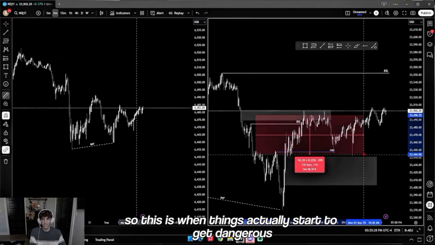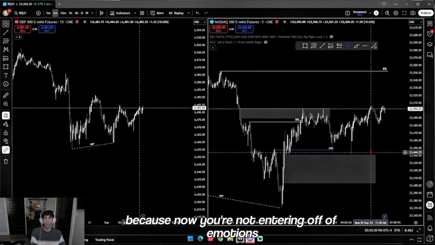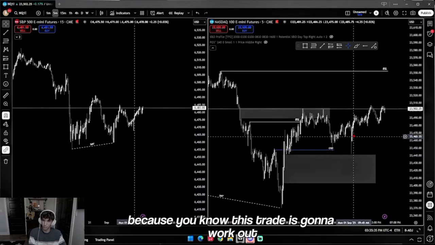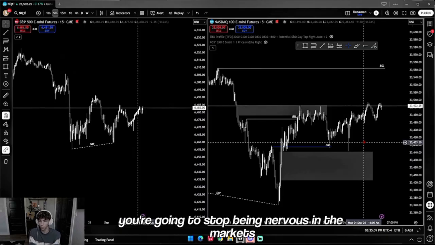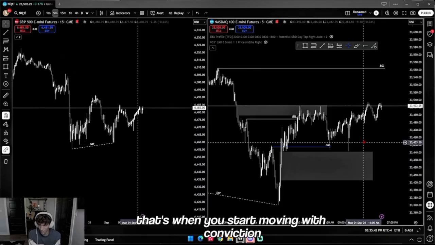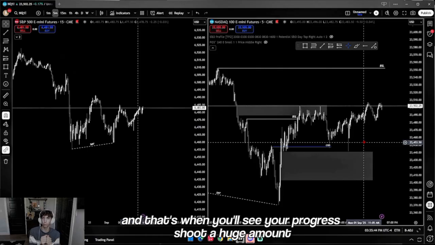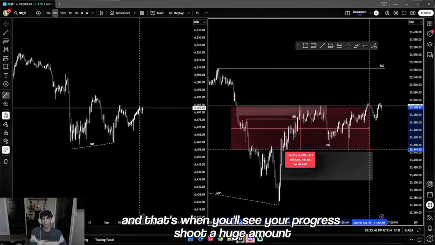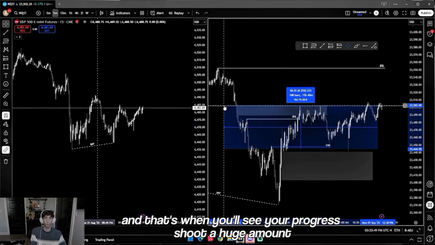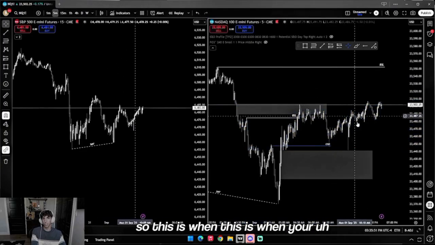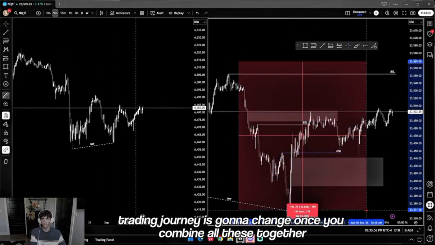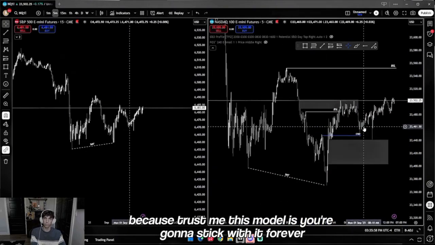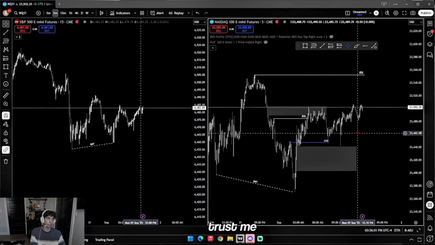So this is when things actually start to get dangerous, because now you're not entering off of emotions, you're entering off of pure confidence, because you know this trade is going to work out. You're going to size up, you're going to stop being nervous in the markets. That's when you start moving with conviction, and that's when you'll see your progress shoot up a huge amount. So this is when your trading journey is going to change once you combine all these together, because trust me, this model, you're going to stick with it forever.